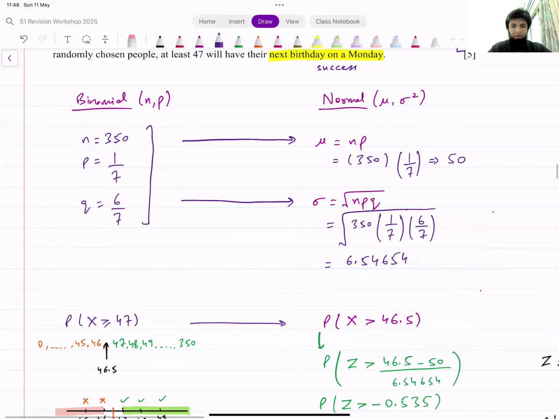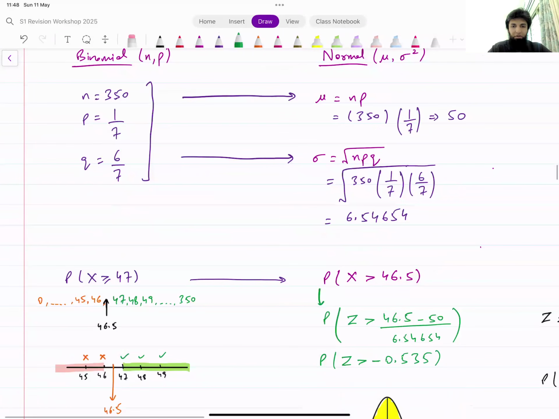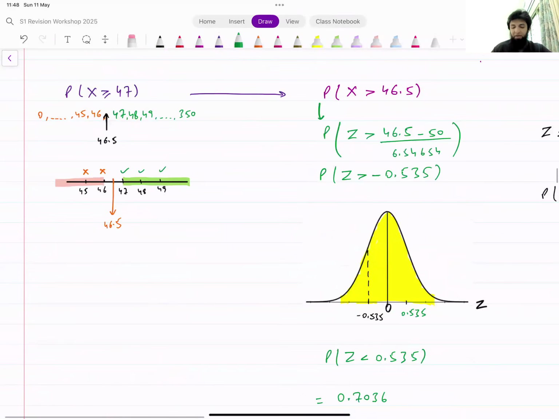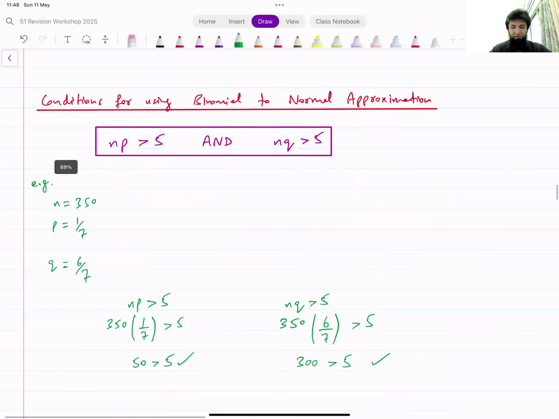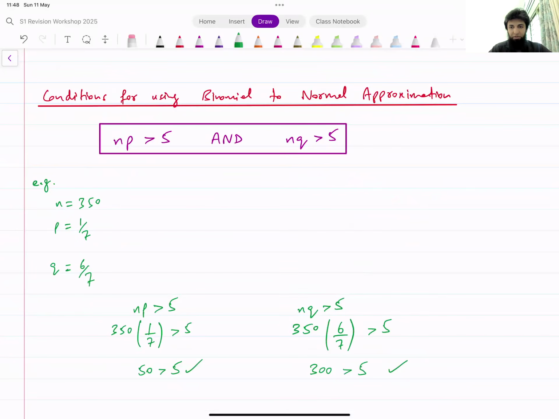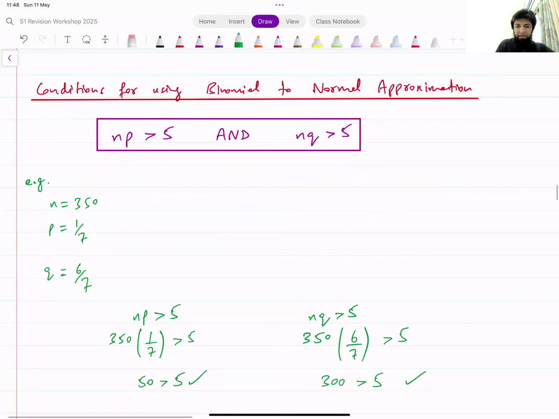Okay, so you convert it to normal, find the mean and standard deviation, do continuity correction, and find that probability. But there are some conditions. You cannot use this approximation every single time. The condition is that the data should be large enough. The criteria that we use for data being large is this, and you need to memorize these conditions. N times P should be greater than 5, and N times Q should be greater than 5. N is the total number of repetitions in the binomial distribution, P is the probability of success, and Q is the probability of failure.